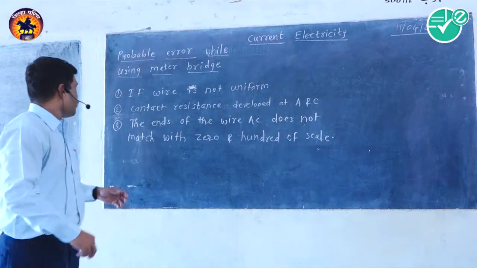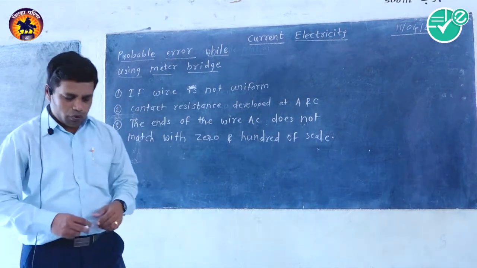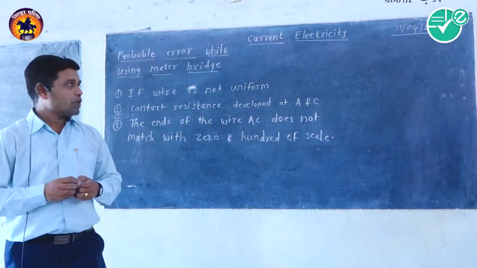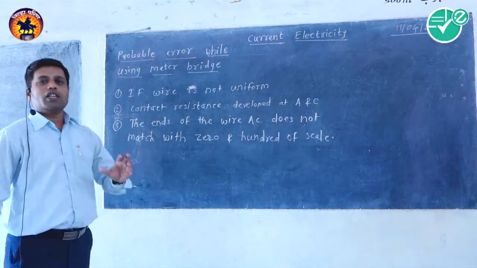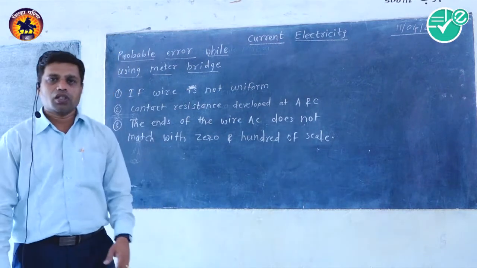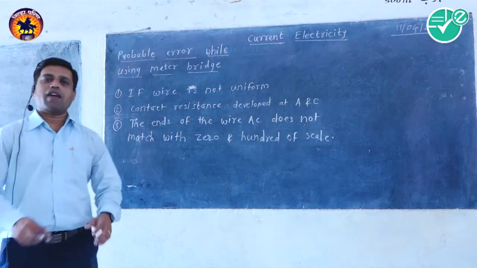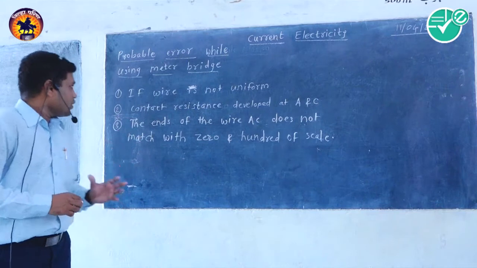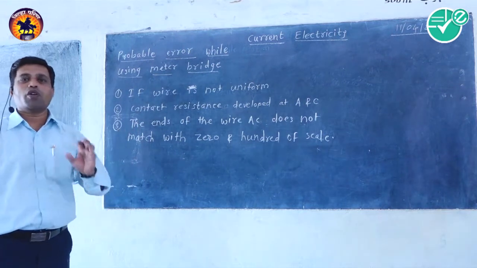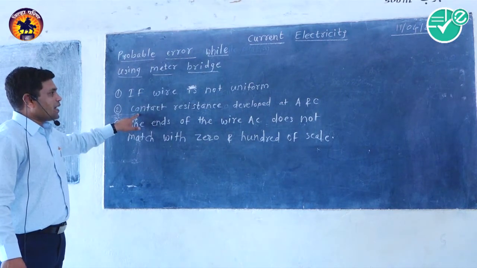The first error that can happen while using the meter bridge is if the wire is not uniform. Suppose the wire that you have taken for the experiment is not uniform, then while measuring the unknown resistance there will be some error, and because of that the reading that we get will have some error. So while doing this experiment, you have to take care that the wire used should be of uniform cross section.